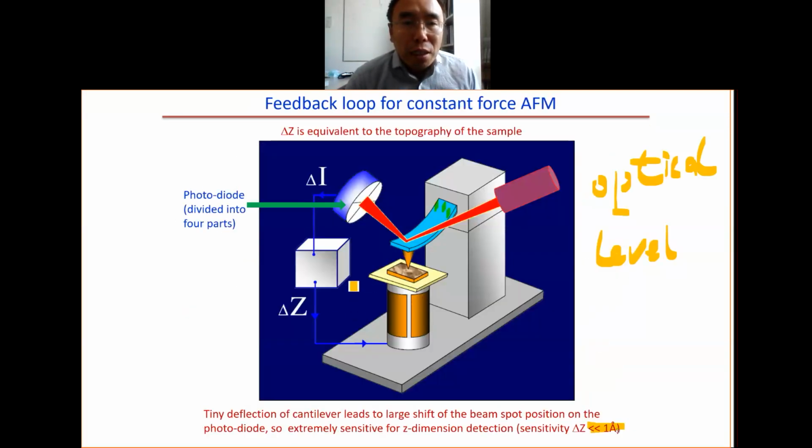So for the operation, you maintain the same signal. When you maintain the same signal, that means you maintain the same degree of the bending. To maintain the same degree of bending, you move the tip up and down. But this up and down movement is equivalent to the topography of the sample.